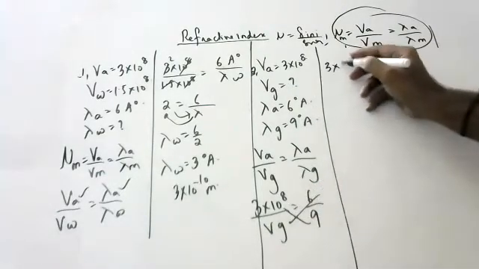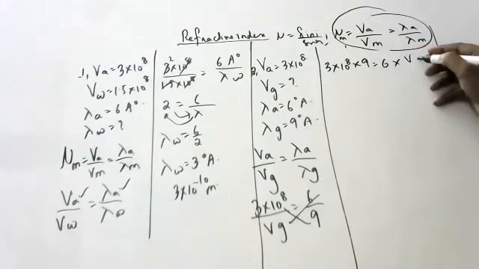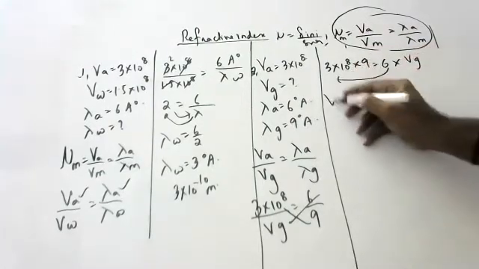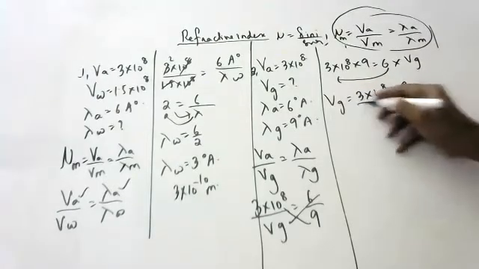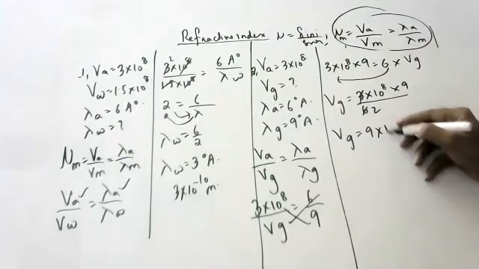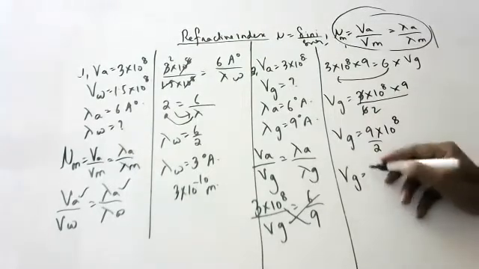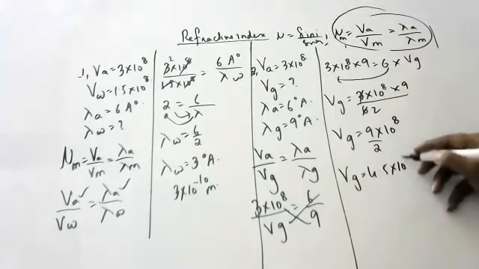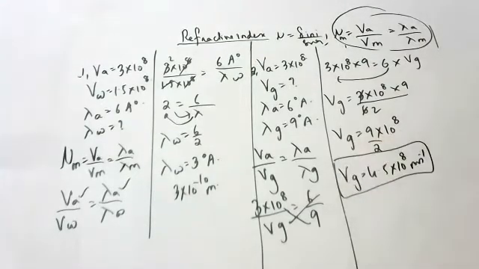So 3 into 10 to the power of 8 into 9 is equal to 6 into velocity of light in glass. 6 will go down. Velocity of light in glass is 3 into 10 to the power of 8 into 9 by 6. So velocity of light in glass is 9 into 10 to the power of 8 by 2. 9 by 2 is 4.5. Velocity of light in glass is 4.5 into 10 to the power of 8 meters per second. Like this.